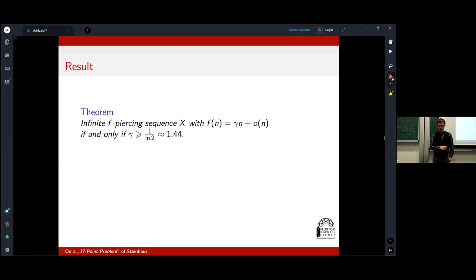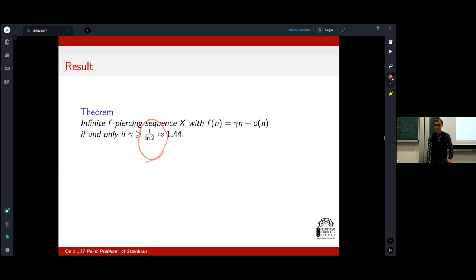So our result in this new parametrization, in this new problem, is that we know exactly the multiplicative constant that is possible. And this constant is 1 over ln 2. So you can do that as long as you get 1.44 points in each round. So in some rounds you will get 1 point, in some rounds you will get 2 points. As long as you get 1.44 in each round, you're fine. If you get less, then you can't do it.